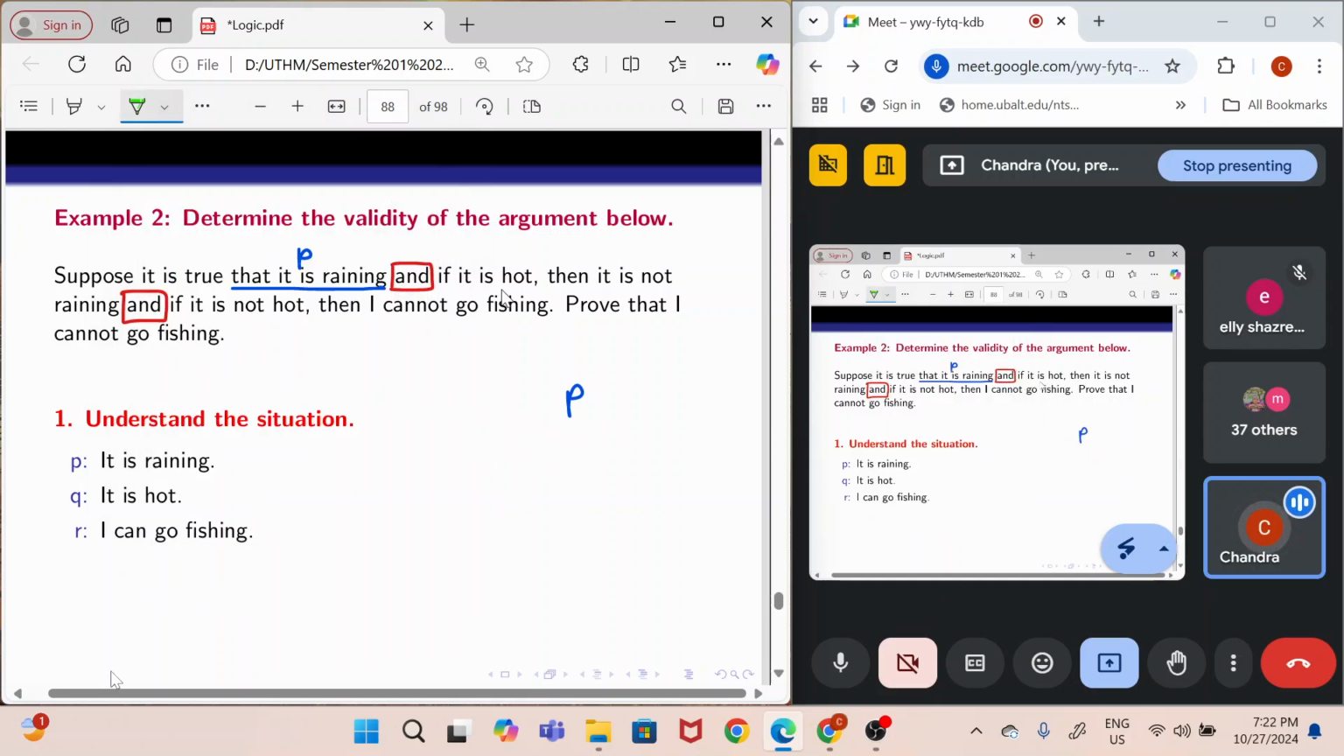If it is hot, hot means Q. This is Q. Then it is not raining. Not raining is negate P. But then you see if and then is implies. So next one is Q implies negate P. That's the next sentence. Why do I go below? Because of the "and". The "and" tells me to go below.